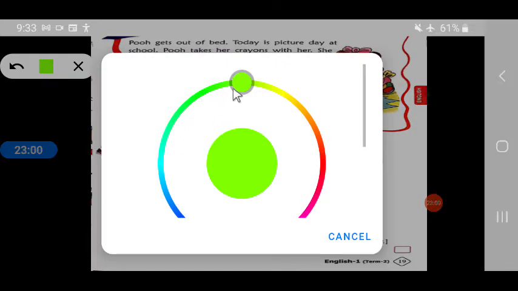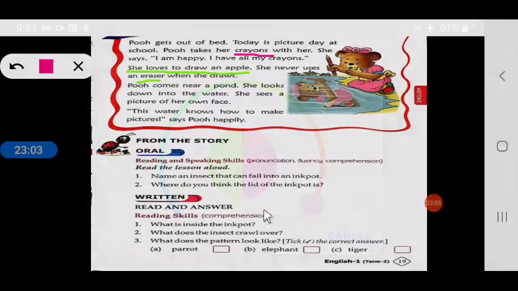See, Pooh comes near the pond. So, pond means, do you know? P-O-N-D. Students, P-O-N-D. So, pond means a small body of still water, a small body of water formed naturally, not artificially. So we say pond. There is a pond here. Correct? So this is called a pond. So she comes near a pond.